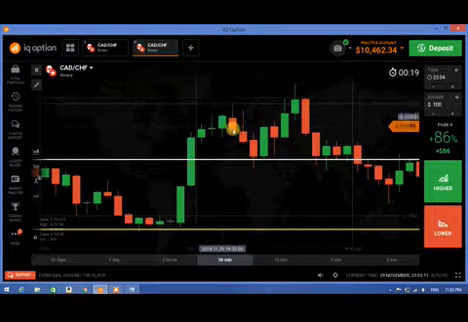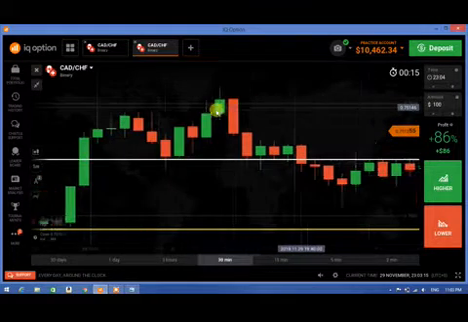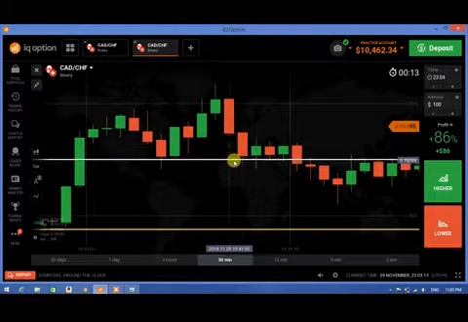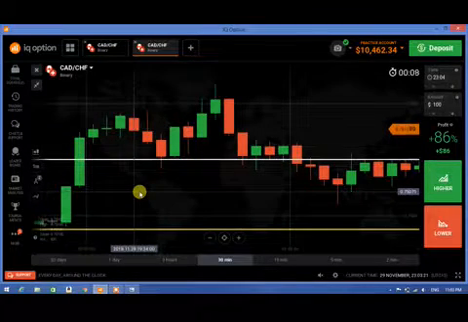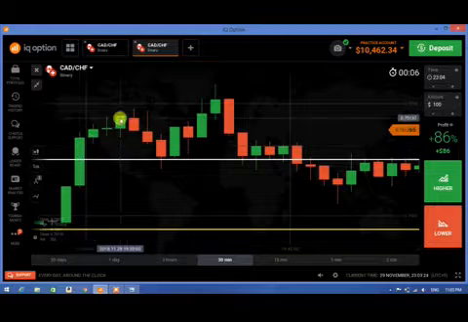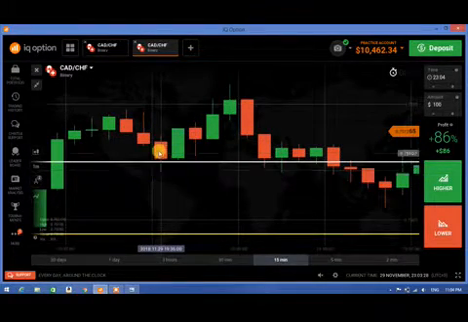Okay, so the candles are going to strike to this line and then divert, and you can see this line is still working, even though it was broken, it just converted from resistance to support. Now you can see that we are waiting for the rejection. Here you can see the wick.